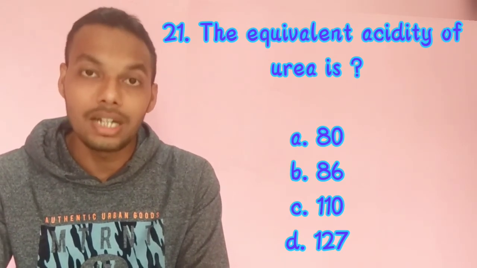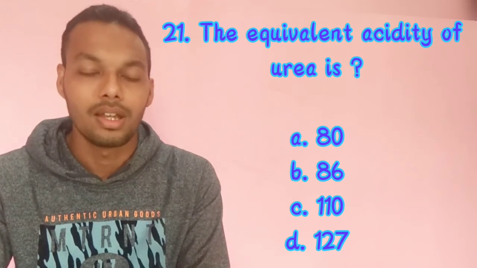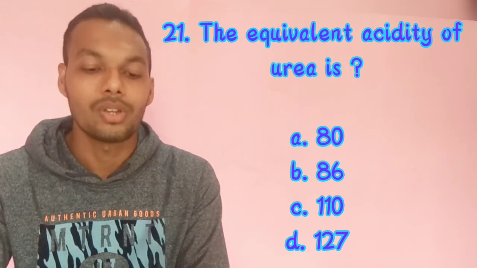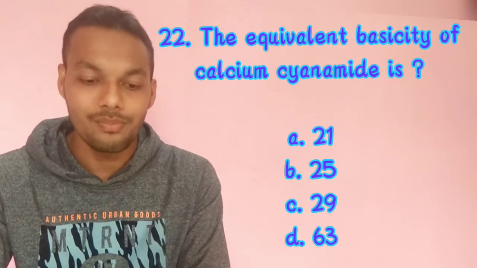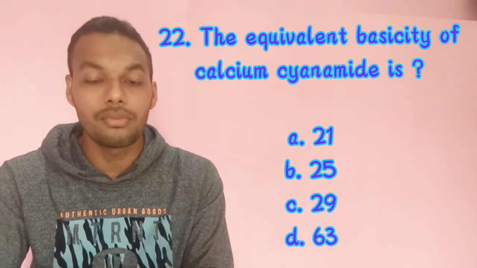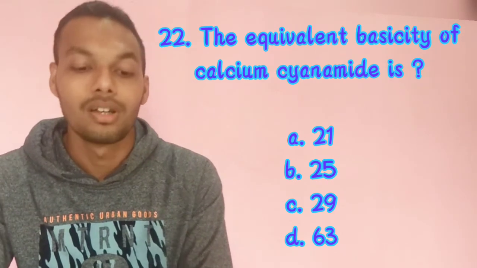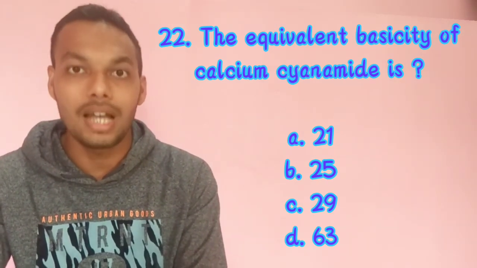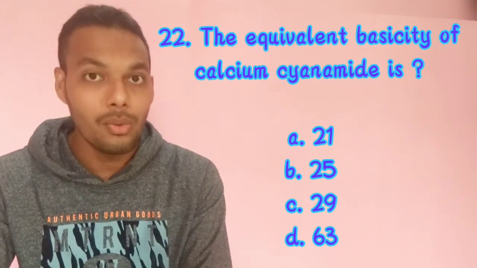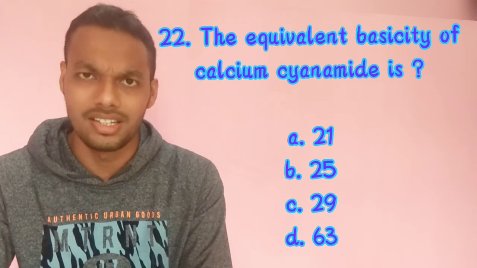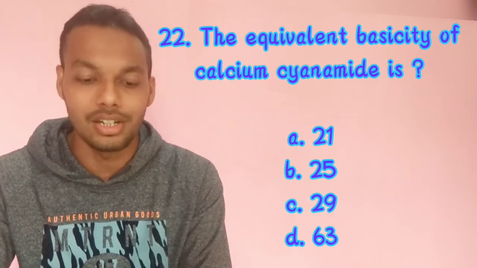The next question: the equivalent acidity of urea is. What is the equivalent acidity of urea? 80, 86, 110, 127. Next question: the equivalent basicity of calcium cyanamide is. What is the equivalent basicity of calcium cyanamide? Is it 21, is it 25, or is it 29, or is it 63?